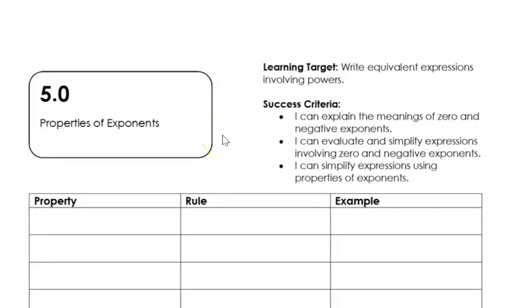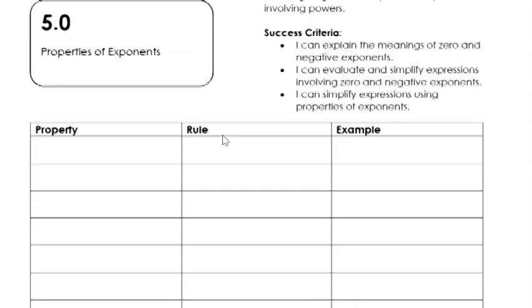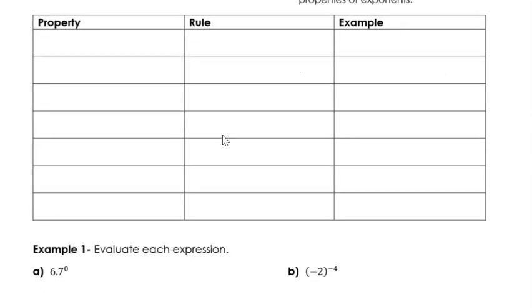These are the 5.0 notes for Algebra 2. So this is like before Chapter 5 begins, we're going to review some properties of exponents. We covered these properties of exponents in Algebra 1, so this is a refresh.